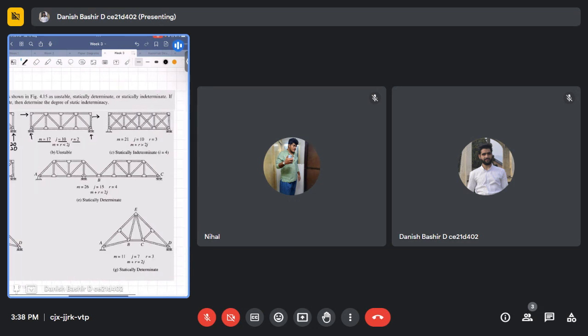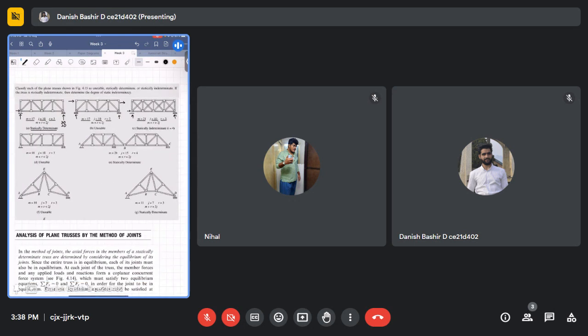This type of structure has m equal to 21, j equals 10, and the reaction forces r is 3. The reaction forces are this and this. So if I calculate m plus r, it is coming much greater than 2j, so it is statically indeterminate with indeterminacy i equals 4. So there will be four member forces which we will not be able to determine by static equations. In the same manner, you can calculate this one.